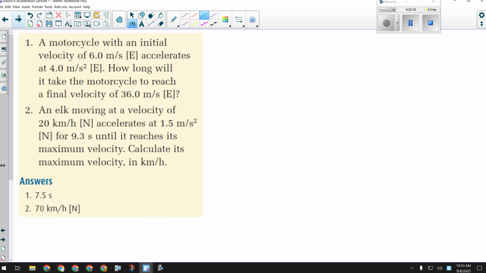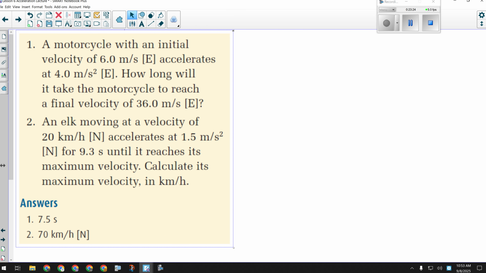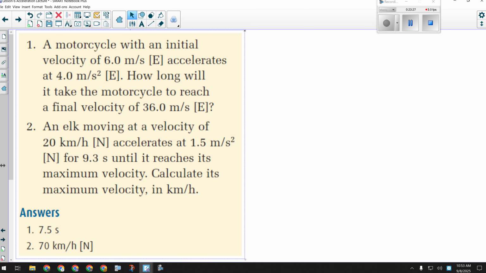All right, I would like you guys to try those 2 questions there. They're using the same formula. However, something you need to watch out for: in question number 2, they give you meters per second squared, they give you seconds, and then they give you kilometers per hour. I would say you should probably convert the kilometers per hour to meters per second. So to do that, convert the kilometers to meters, and convert the hours to seconds. There's 3,600 seconds in an hour.